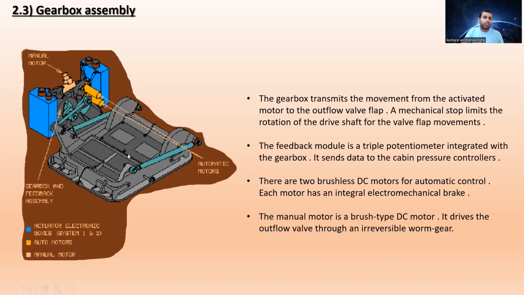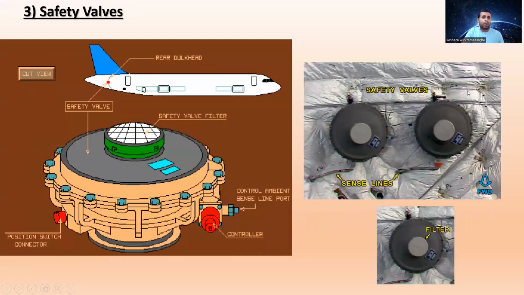Just look at this picture. You can see the automatic motors over there, here is the gearbox feedback assembly, and here is the manual motor. Now let's go to the last one, the safety valves.